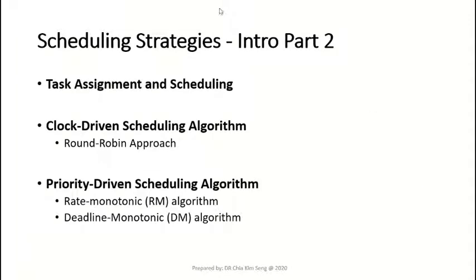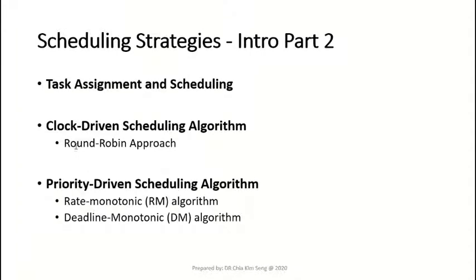Good day, everyone. Today we are going to continue our learning about scheduling strategies. There are two algorithms that we are going to cover: the clock-driven scheduling algorithm and also the priority-driven scheduling algorithm. For the clock-driven, we are using the round-robin approach as our example, while for the priority-driven we are going to use RM, the rate monotonic, and DM, the deadline monotonic algorithm.